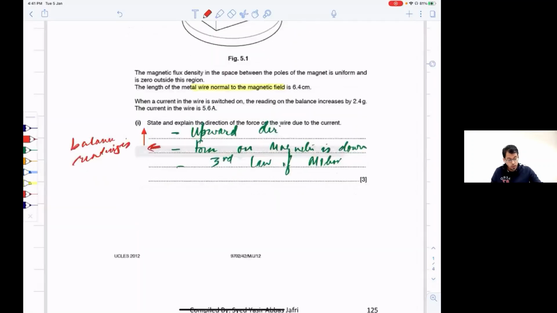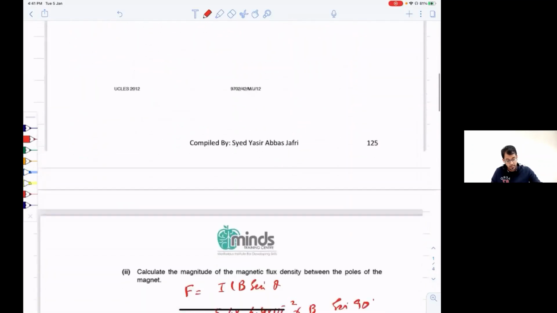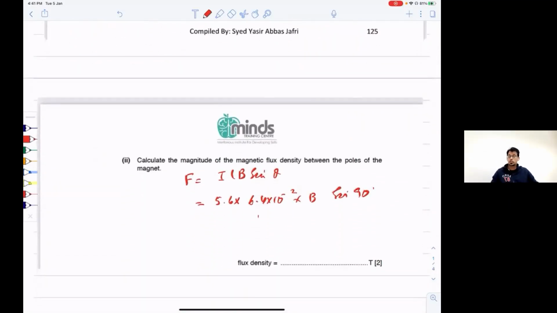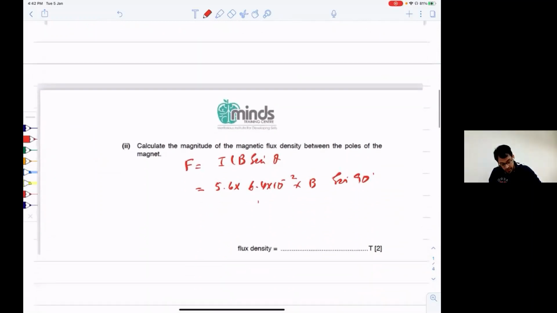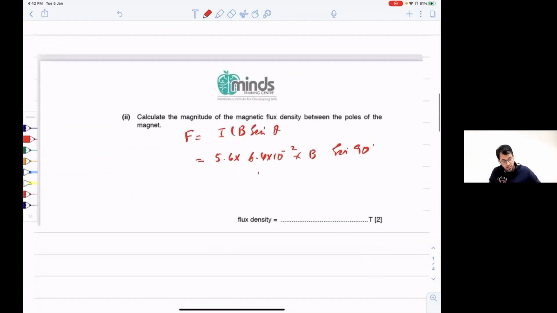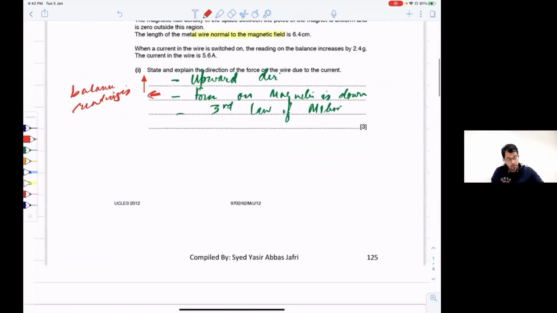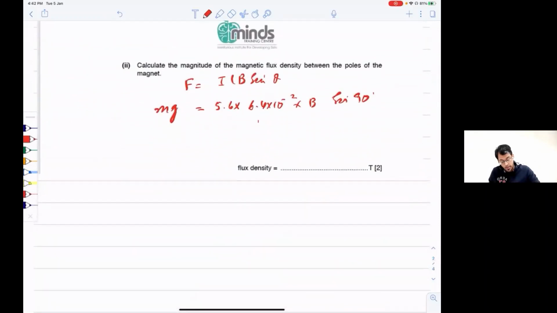field. What should I write instead of this force? The change in weight, and that was 2.4 g. So weight is actually given by m into g. That was 2.4 gram, so you will be putting 2.4 exponent minus 3. The value of g is 9.8.